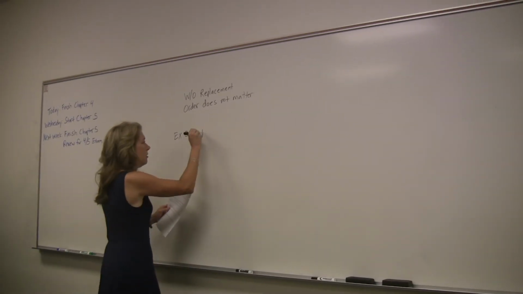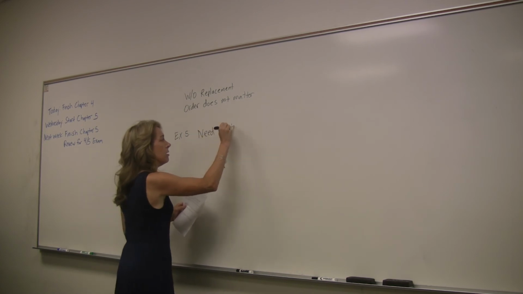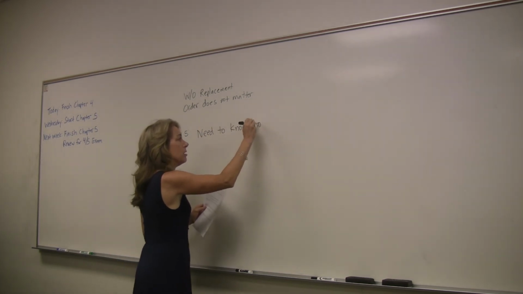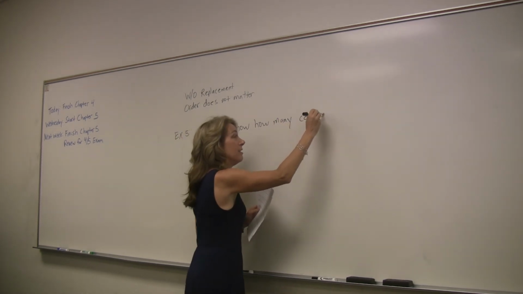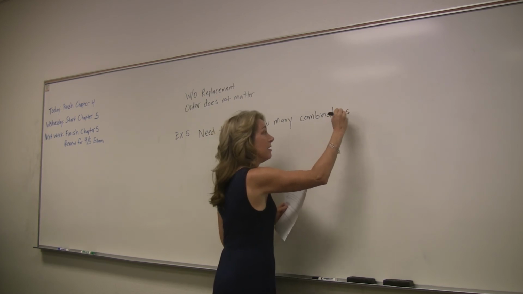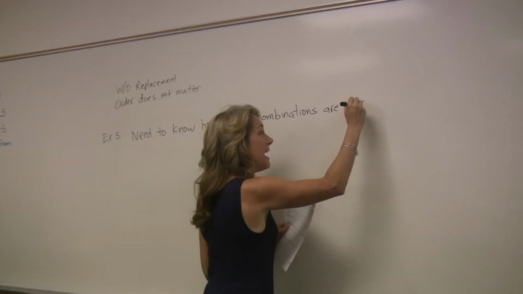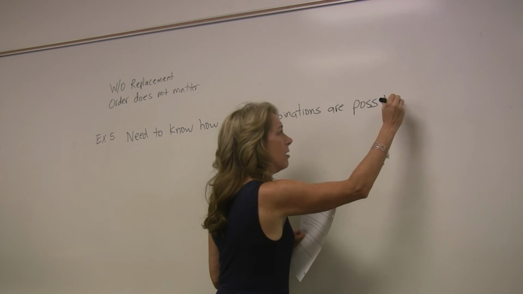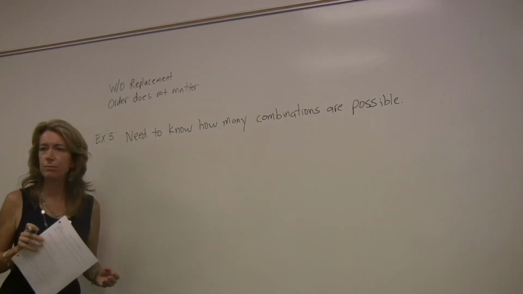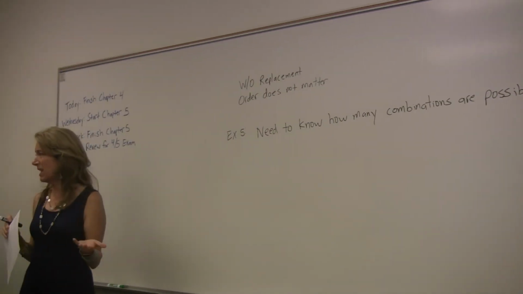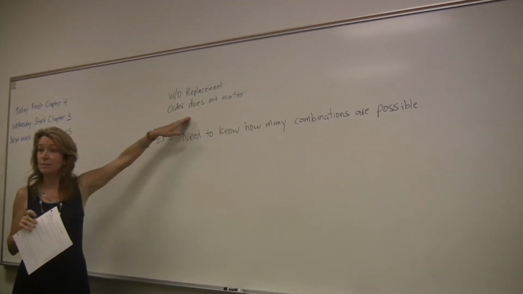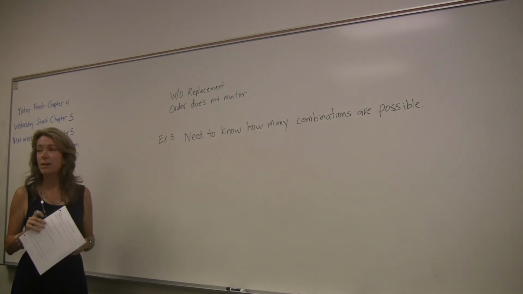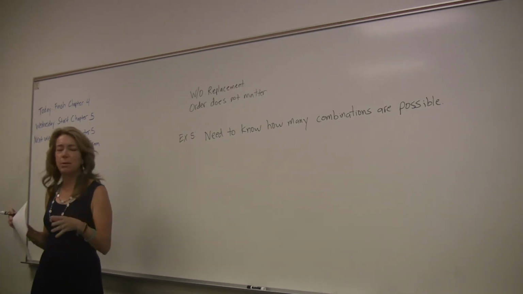I'm gonna write that out. We need to know how many combinations. I even used the word. How did I know it was combinations? I used the word combinations just in speaking about them, because the order doesn't matter. So how am I gonna figure out how many possible lottery combinations are even possible?